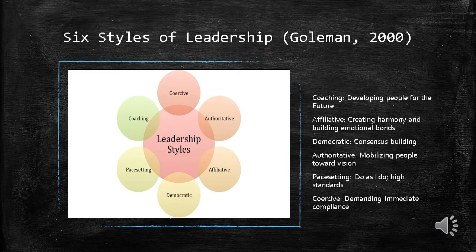As far as authoritative, you're mobilizing people towards your vision. So you have a vision of the future and you are helping and supporting people by getting them there. You still continue to have very high standards, but you're more of a people person who's willing to work with them. Then we have a democratic person, which is consensus building.